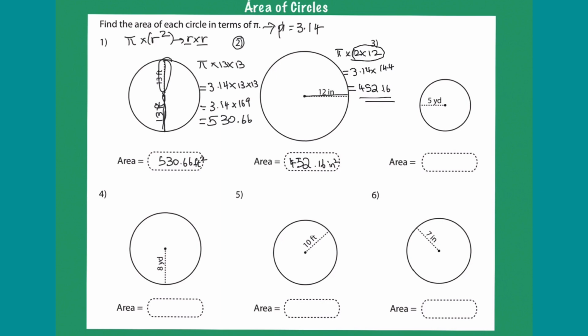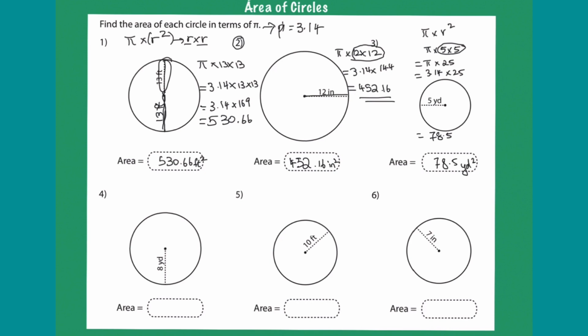And now in number 3, you have to do pi times radius squared again, which is the actual formula, which means you have to do pi times 5 times 5. As I said, it's easier to do this first. So you do pi times 25, and then 3.14 times 25, which gives me the final answer of 78.5. And so my final answer will be 78.5 square yards. All right.